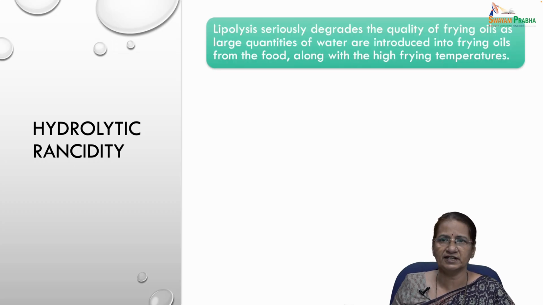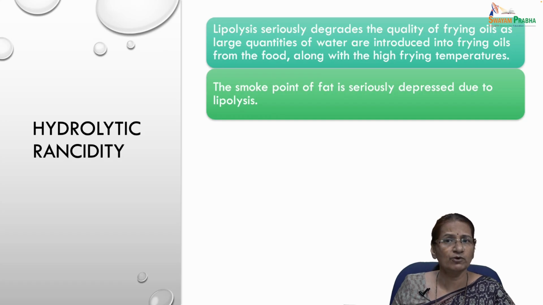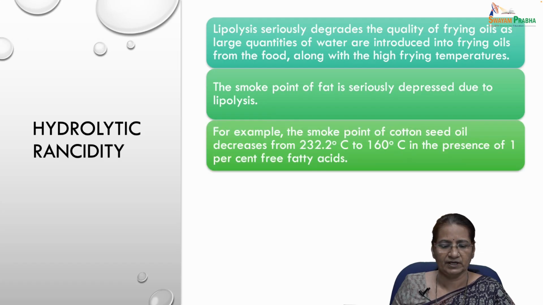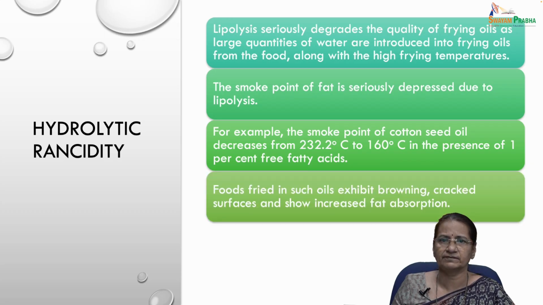Lipolysis seriously degrades the quality of frying oils as large quantities of water are introduced into frying oils from the food along with the high frying temperatures. The smoke point of fat is seriously depressed due to lipolysis. For example, the smoke point of cottonseed oil decreases from 232.2 degrees centigrade to 160 degrees centigrade in the presence of 1% free fatty acids. Foods fried in such oils exhibit browning, cracked surfaces, and show increased fat absorption.